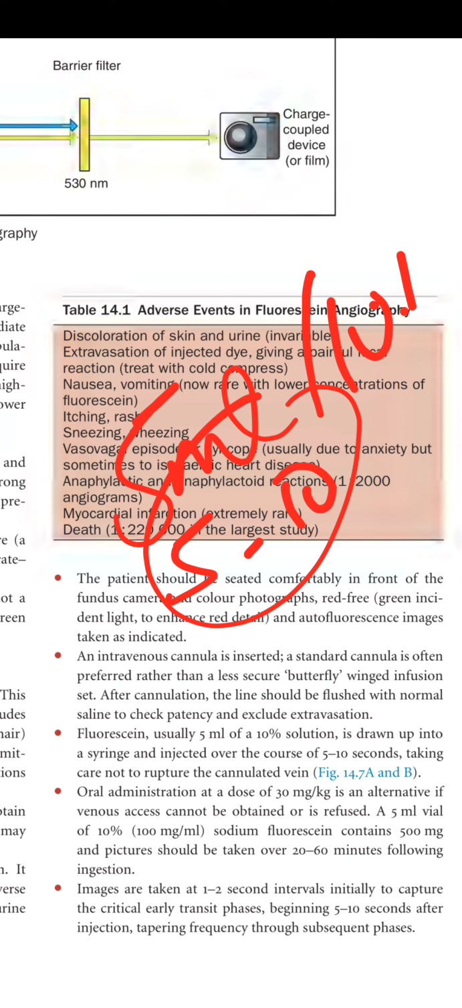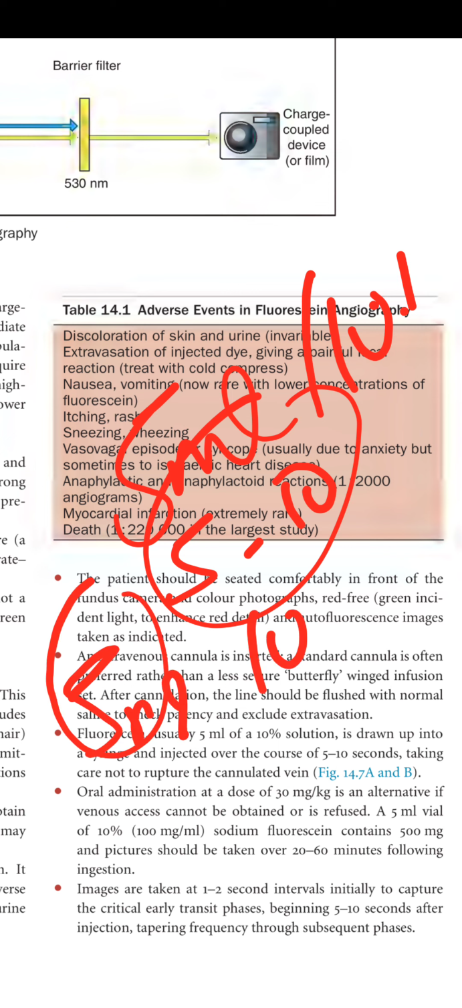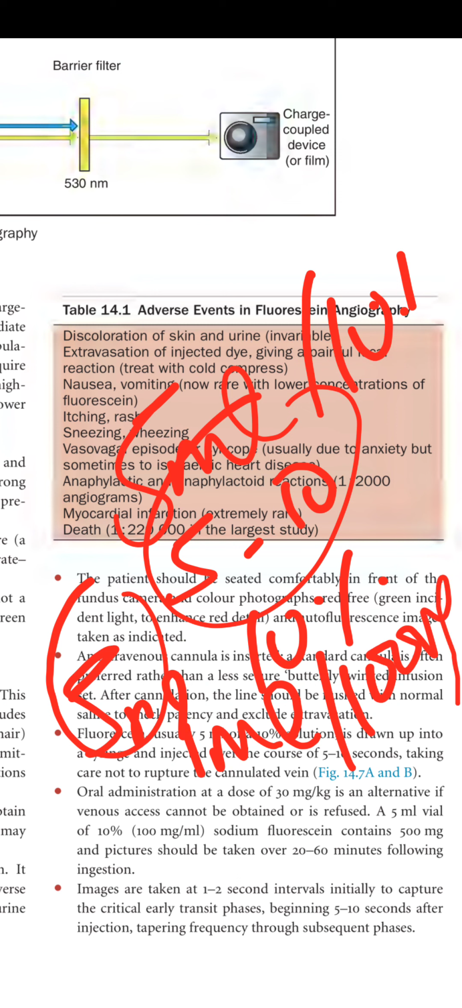Oral administration of a dose of 30 milligram per kg is an alternative if venous access cannot be obtained or is refused. A 5 ml vial of 10% fluorescein contains 500 milligram, and pictures should be taken over 20 to 60 minutes following ingestion. So basically a 10% solution means that 1 ml is 100 milligram. So 5 ml means that there is a 500 milligram dose that we are injecting.